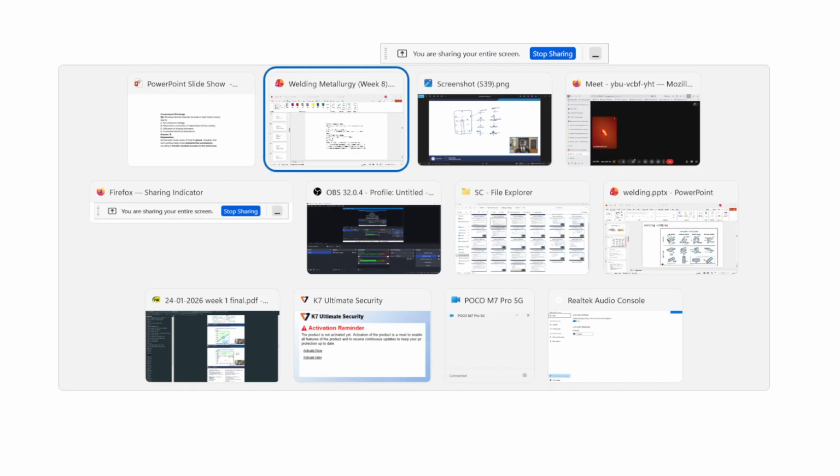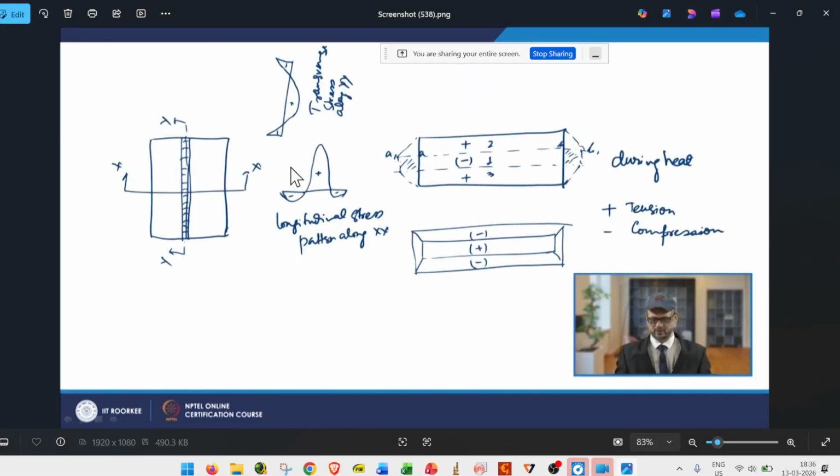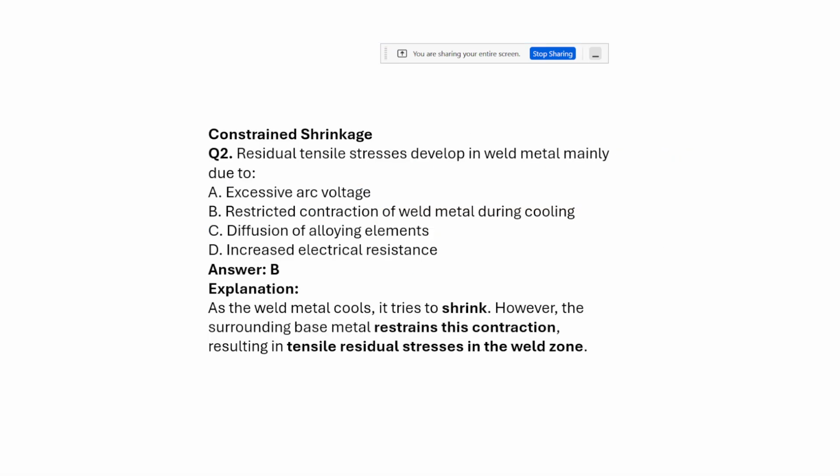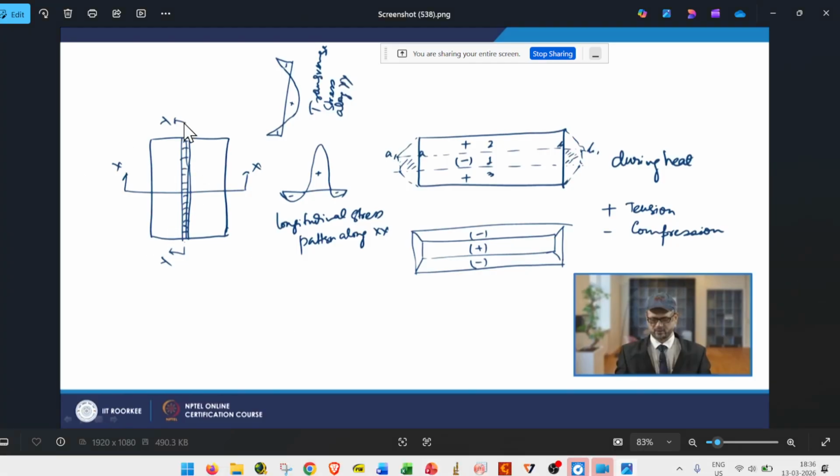So as we see here, here is the weld bead location. Here we can see the tensile residual stresses followed by the compression stresses in the workpiece. Similarly, in the transverse direction also, at the edges we can see the compression stresses here and here, and near the weld bead we can see mainly tensile stresses.